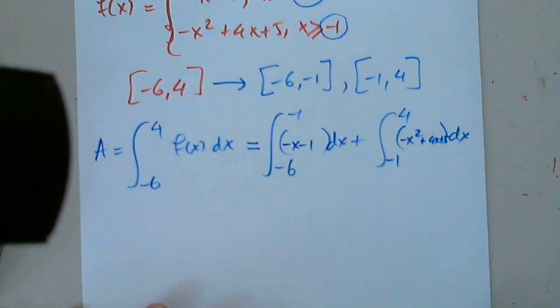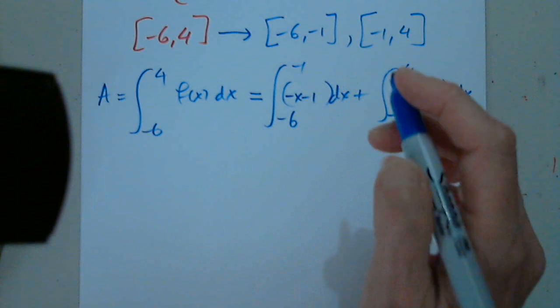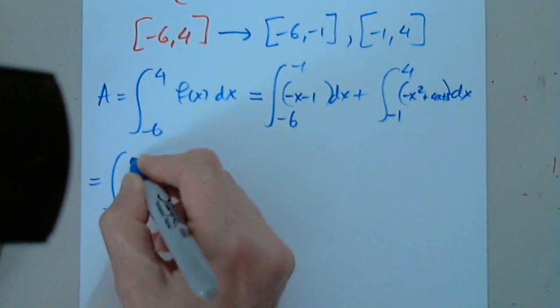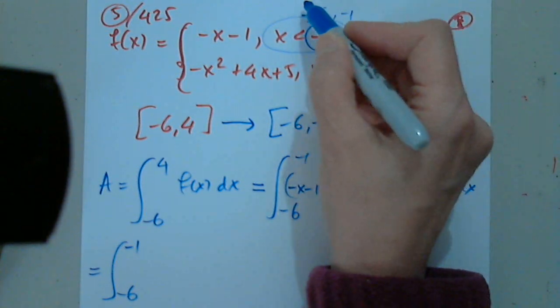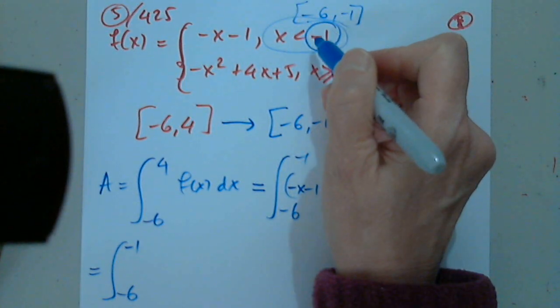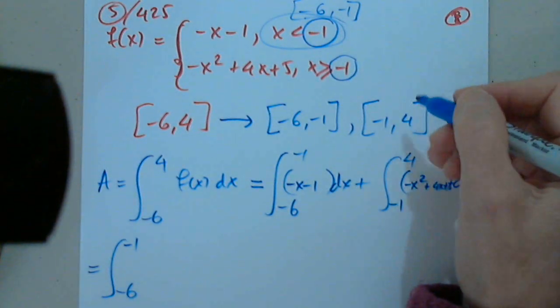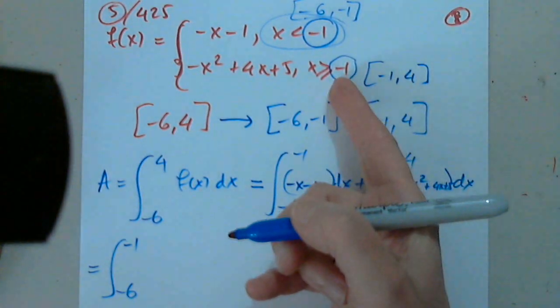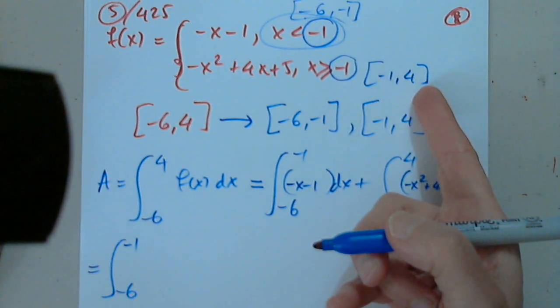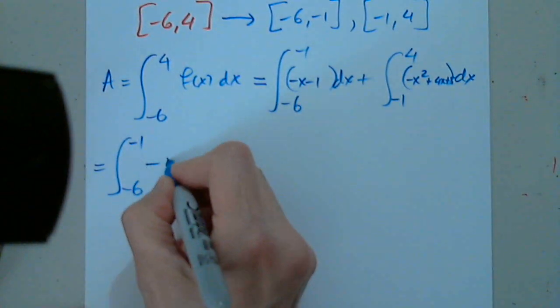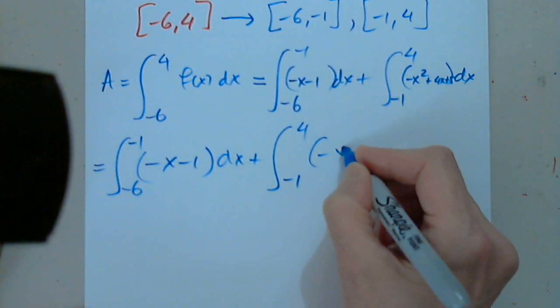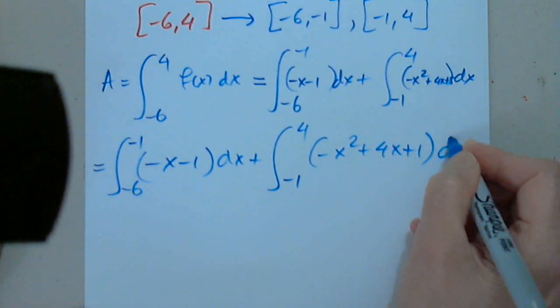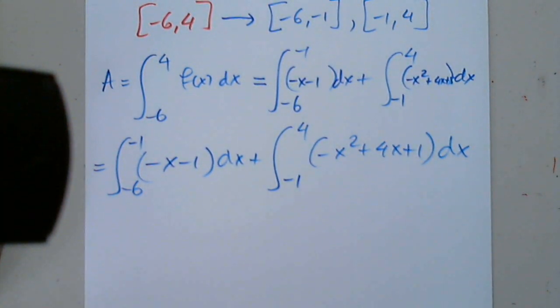I'm going to write it again. No one can see what's in there. So this is the integral from negative 6 to negative 1. Why? Because this is less than negative 1. So this is where negative 6 to negative 1 is. And this is greater than negative 1, which means the interval from negative 1 to 4. Okay. So the integral of negative x minus 1 dx plus the integral from negative 1 to 4 of negative x squared plus 4x plus 5 dx. Perfect. Is this clear to everyone before we calculate this?